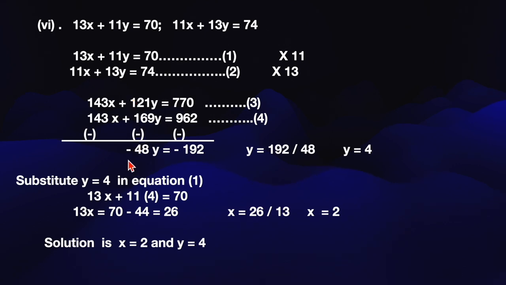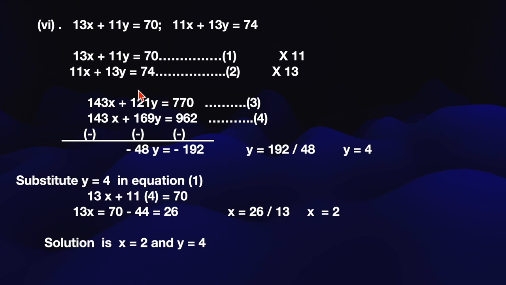So when you add, you get minus 48y is equal to minus 192. Y is equal to 192 upon 48. Y is equal to 4. Substitute this in any one of the equations and solve it. You get x is equal to 2. So this is the solution.